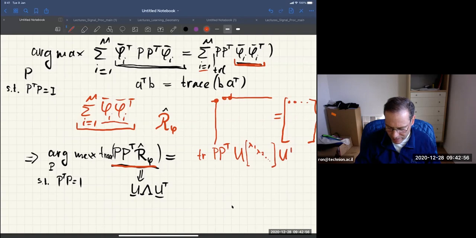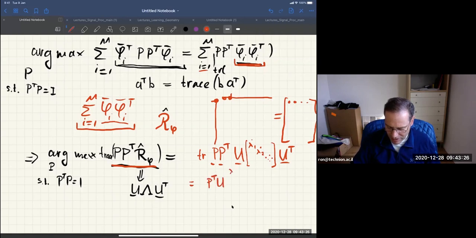Okay, U transpose. Now, the P transpose, the U and the U transpose are just rotation matrices, okay? These are basis matrices. They do nothing to the magnitude of the trace at the end of the day. The only thing they can do is distribute these numbers in a different manner along the diagonal.